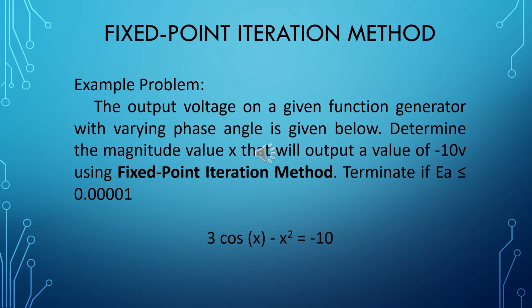Okay, we have here an example problem. The output voltage on a given function generator with varying phase angle is given below. Determine the magnitude value of x that will output a value of negative 10 volts using the fixed point iteration method, and terminate if EA is less than or equal to 0.00001.